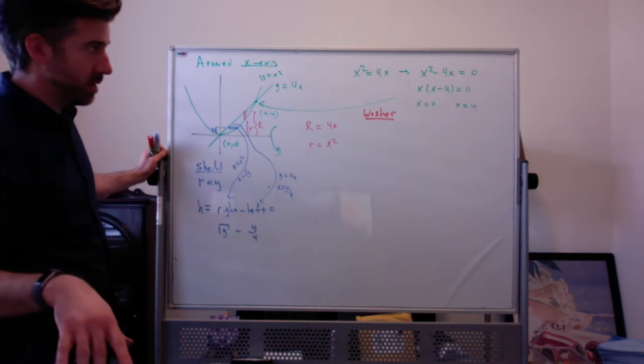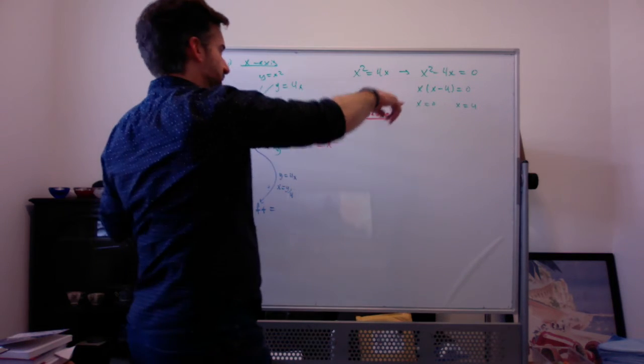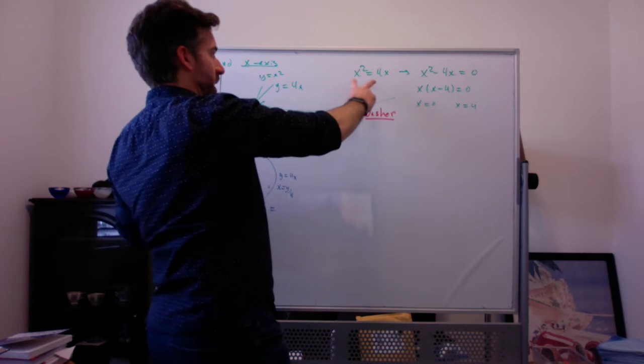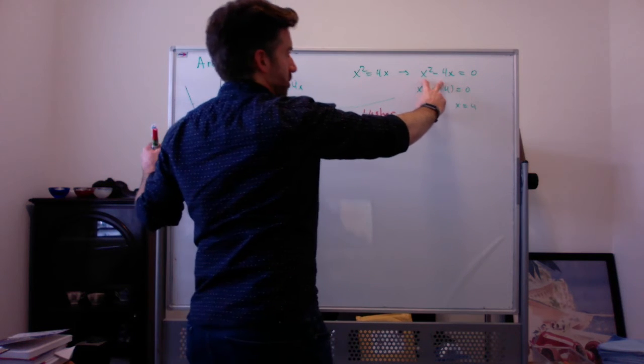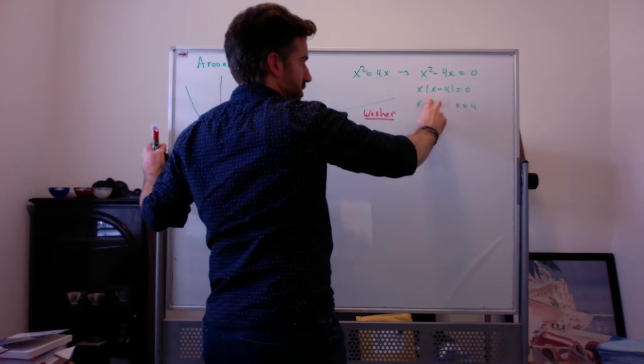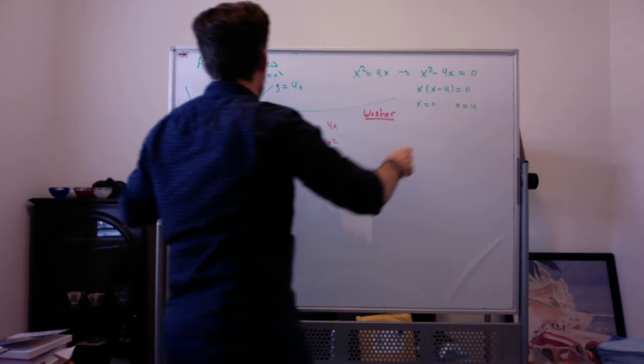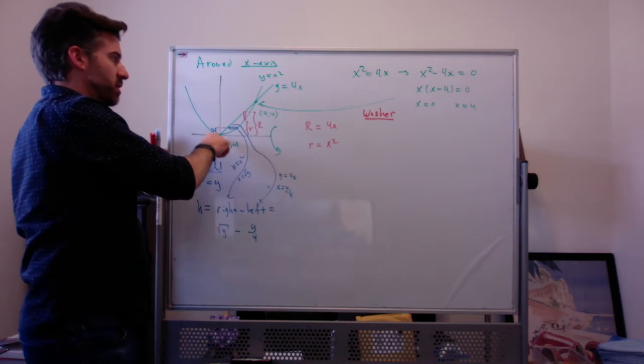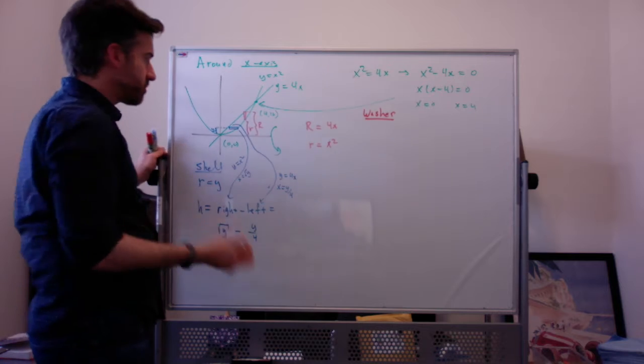Also, sorry, I should back up one second. Over here is the work to find the points of intersection. You set x squared equal to 4x. You bring the 4x over to the left, you factor out x, and you get x equals 0 and x equals 4. So the points of intersection are (0, 0) and (4, 16).